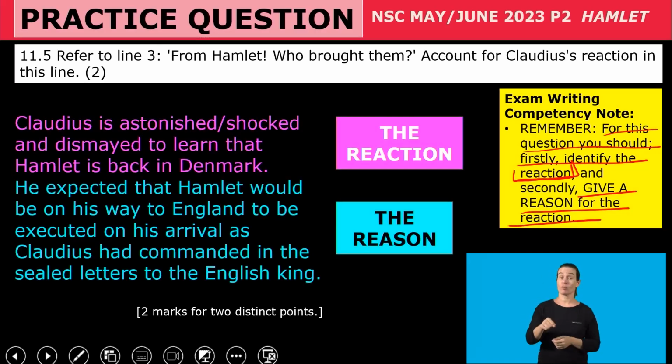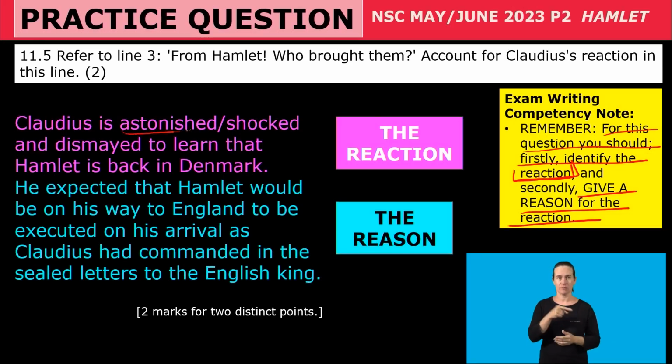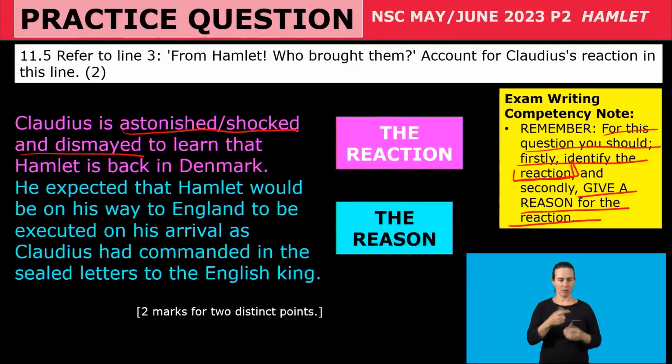So, the reaction. Claudius is astonished, shocked, and dismayed to learn that Hamlet is back in Denmark. Claudius initially thought that Hamlet had died, right? Because he sent him to his death with Rosencrantz and Guildenstern, so that Hamlet would be executed by the English king, but then he managed to escape that and hop on board a pirate ship, and he's on his way back to Denmark. So he is shocked by this, astonished by this, and dismayed by this.